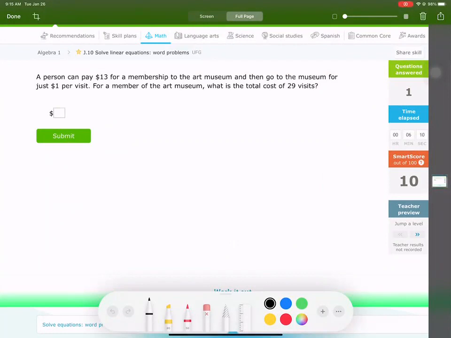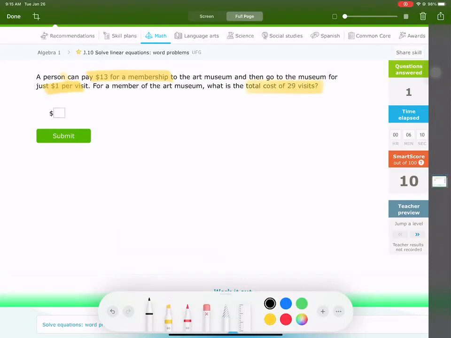So there's a couple of things that we want to catch here. First is that you have to pay $13 first, no matter what. No matter how many visits we go, we have to first pay $13 for the membership. And that gives us a discount. And then we can pay $1 per visit. So what's the total cost of 29 visits?